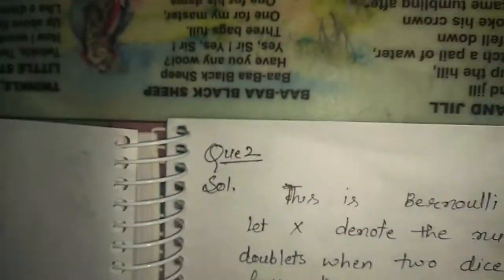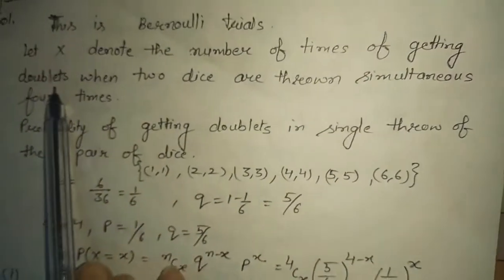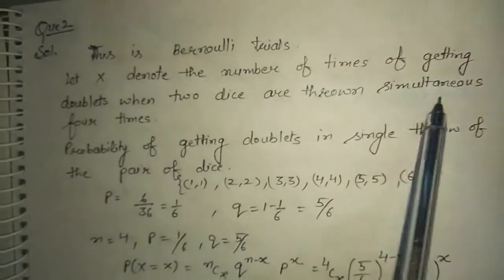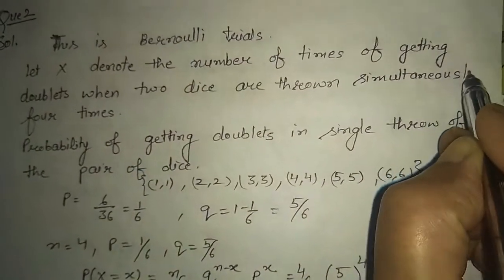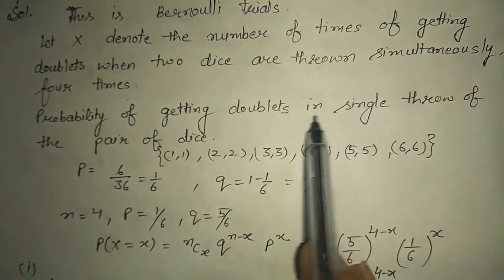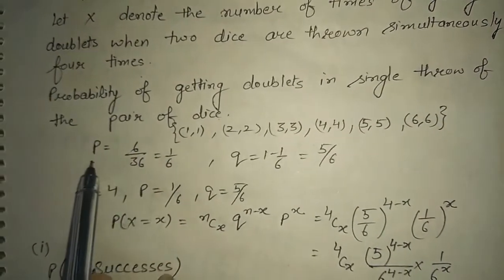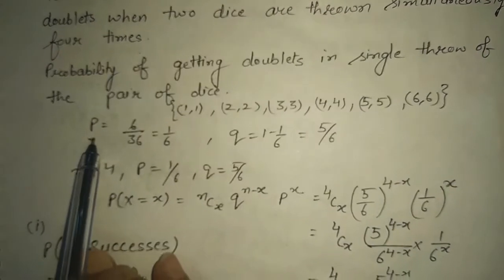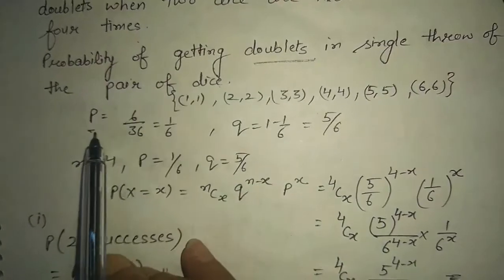So this is Bernoulli's trials. Let X denote the number of times of getting a doublet when 2 dice are thrown simultaneously 4 times. So the probability of getting a doublet in a single throw of a pair of dice will be P, the probability of success, and success is a doublet. When a doublet comes, this is success.